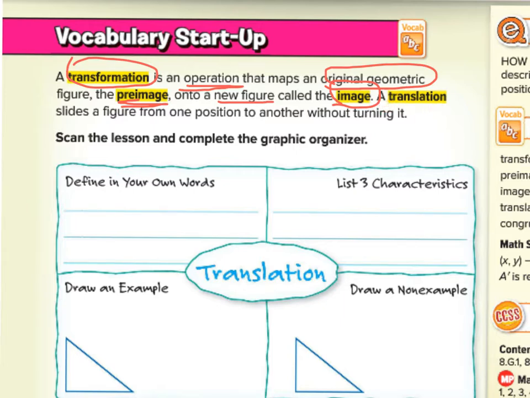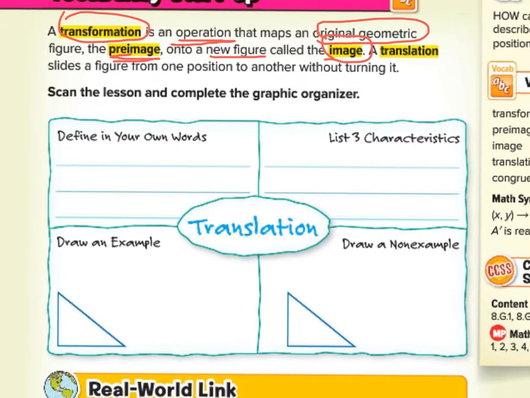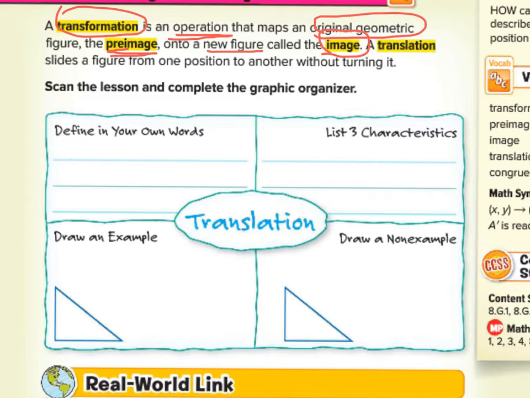A translation slides a figure from one position to another without turning it. So now we're going to learn about what translations are. Okay, so let's scan the lesson and complete the graphic organizer. So this is where we would go through the lesson, look ahead, and see if we can come up with a definition for a translation.